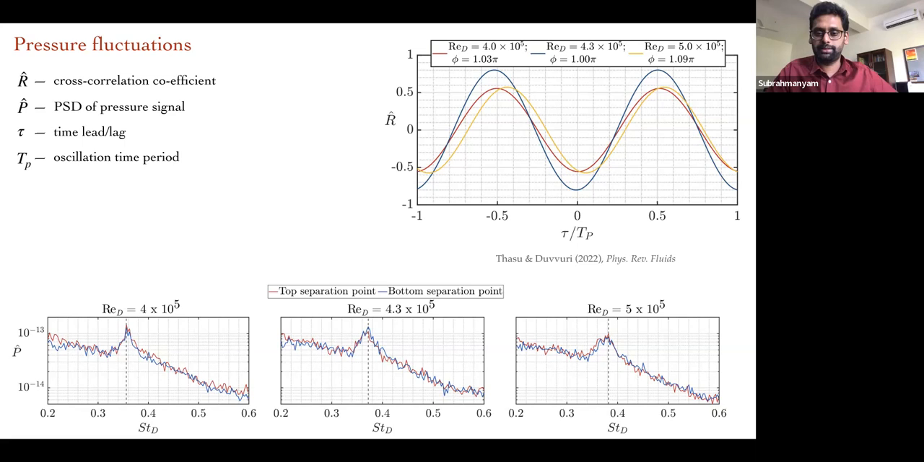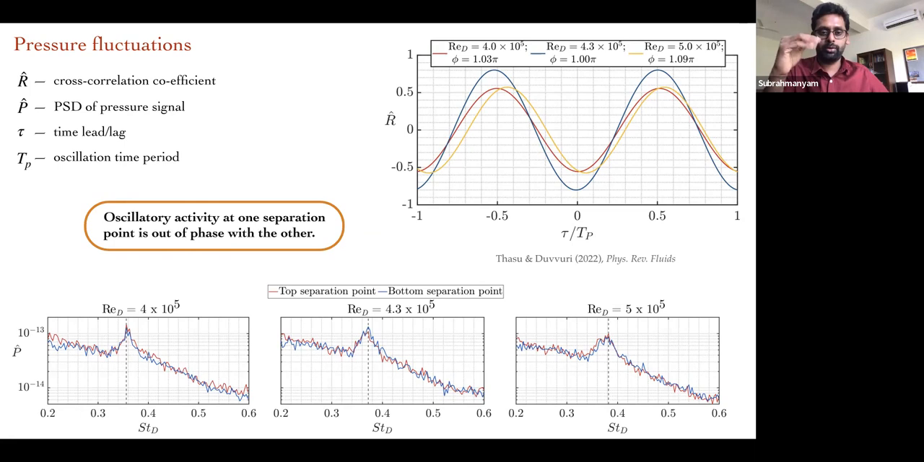Now, if you consider the geometric symmetry in the problem between the top and the bottom halves, you can quite easily argue that the phase relationship between disturbances in the two halves can either have a value of zero or 180 degrees, right? So the disturbances can either be in phase or they have to be completely out of phase. So symmetric or anti-symmetric, there's no other possibility, right? So when you look at the cross correlation coefficient, you see that for all three Reynolds numbers, the peak in the cross correlation coefficient is close to 0.5, which tells us that oscillatory activity between the top and the bottom separation points is out of phase with one another.